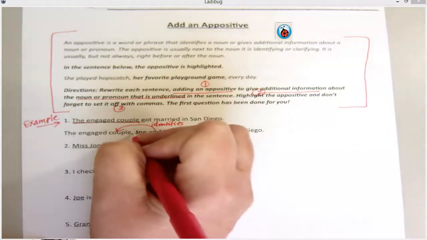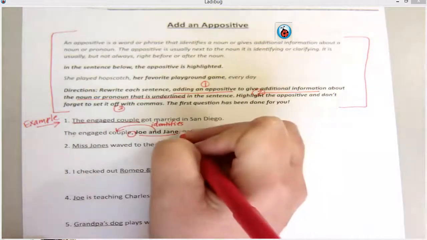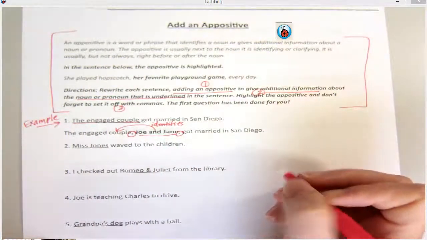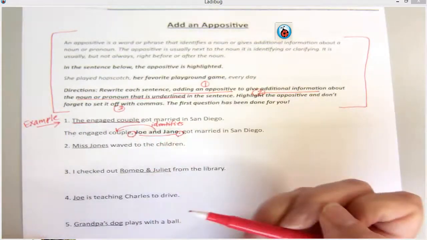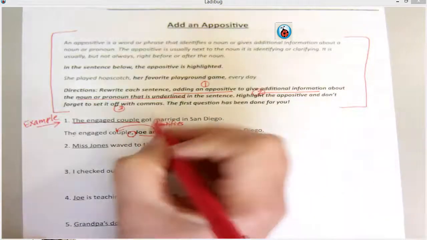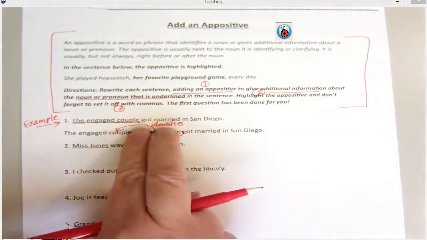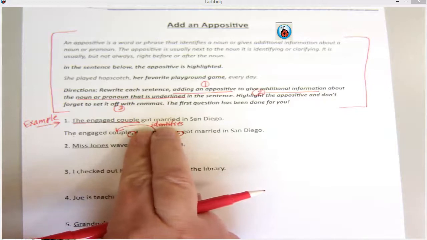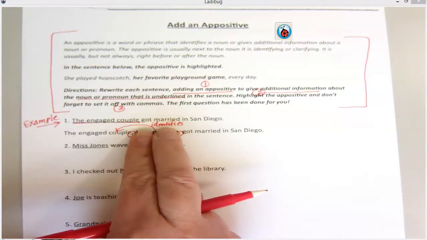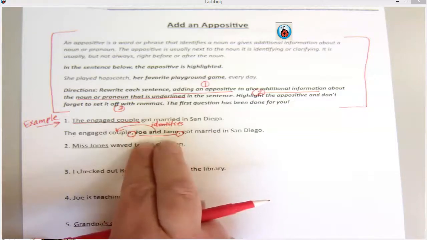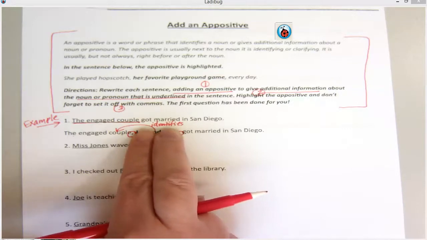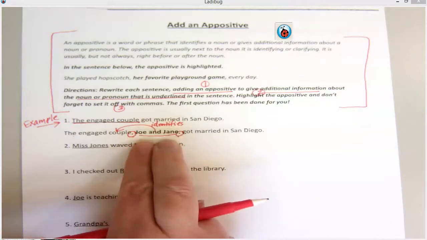I also set those off with commas because remember, it's extra. These commas are telling us this is extra information. Joe and Jane, if I cover that up, I still should have a sentence left over. The engaged couple got married in San Diego. Joe and Jane is extra information that tells us who the engaged couple is. I don't have to have it in order to have a complete sentence, but it's nice to have it because then I know who the engaged couple is.